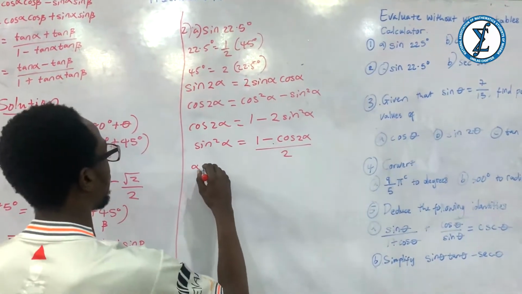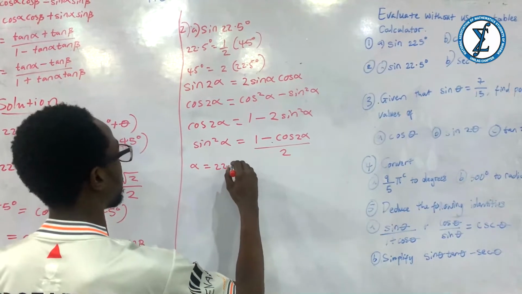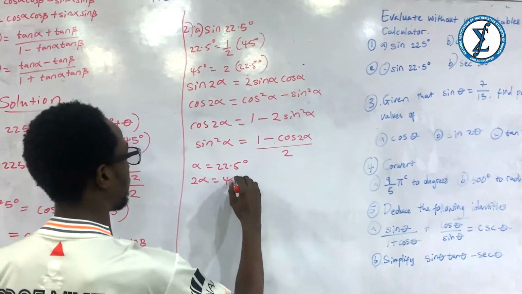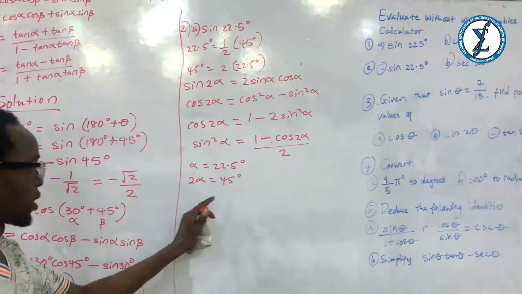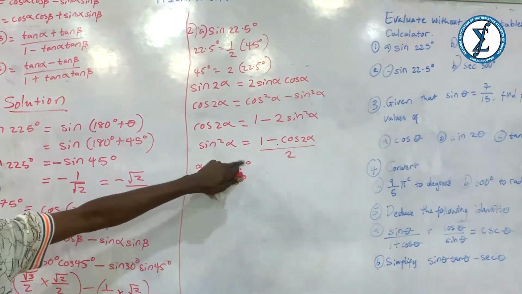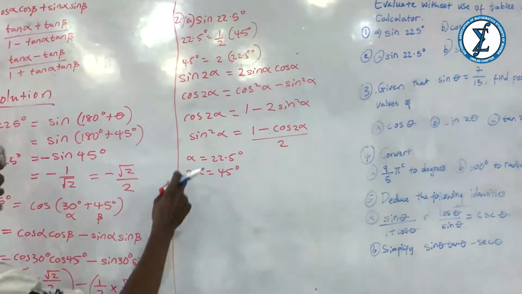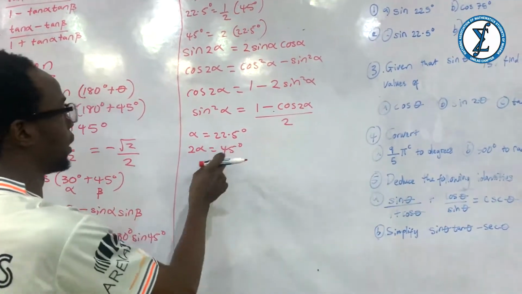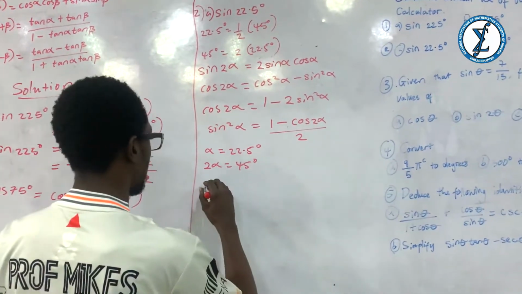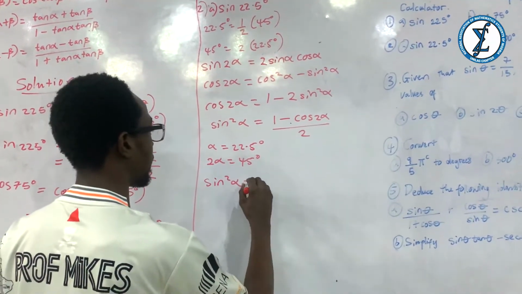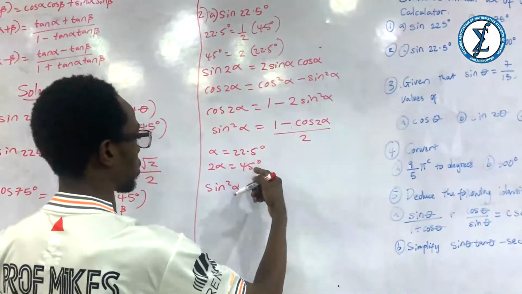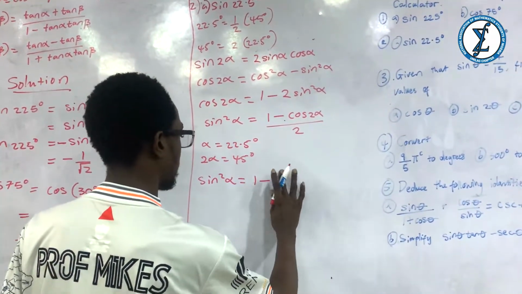Now, our alpha would be equal to 22.5 degrees, and our 2 alpha would be equal to 45 degrees. And because it's easier to work with 45 degrees, we can do this. We've successfully expressed sine alpha in terms of cos 2 alpha, which is something we can work with. And so we have that sine squared alpha is equal to 1 minus cos 2 alpha, now it's cos 45 degrees.